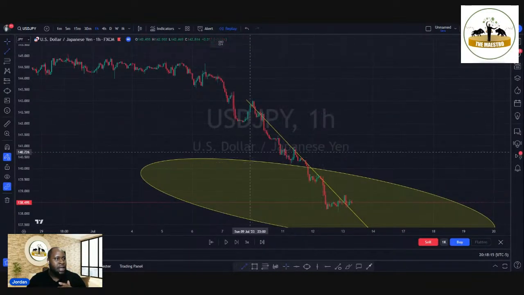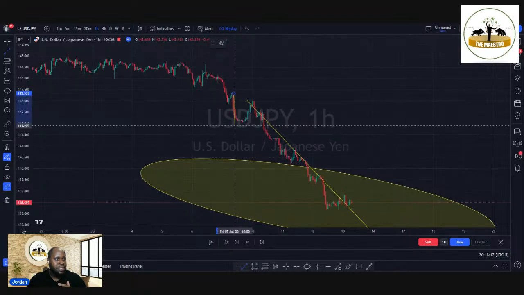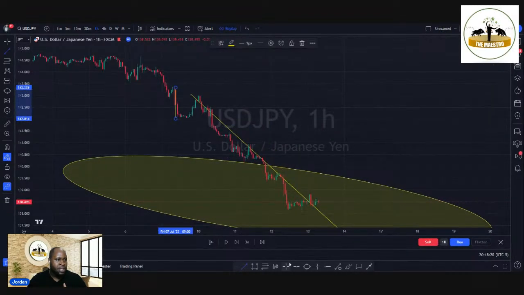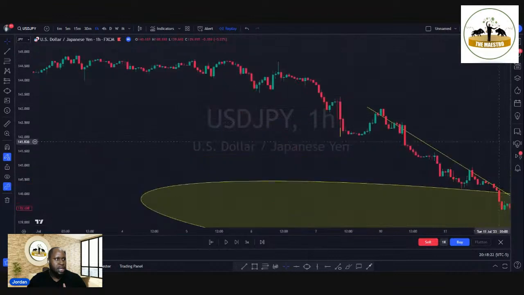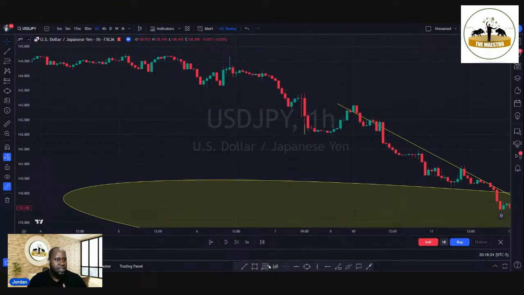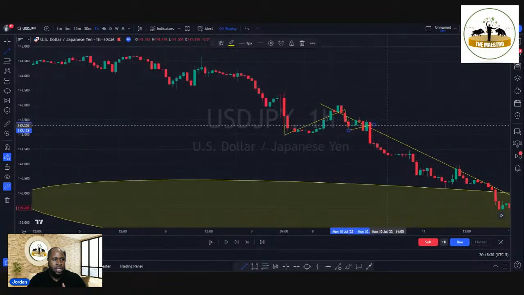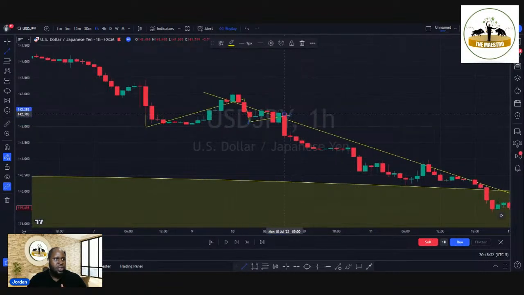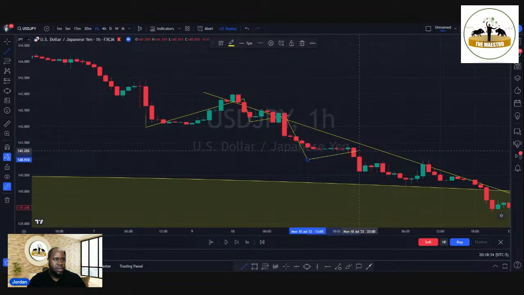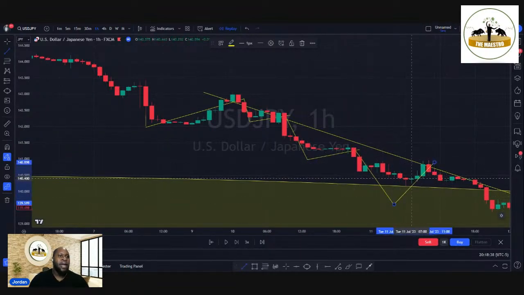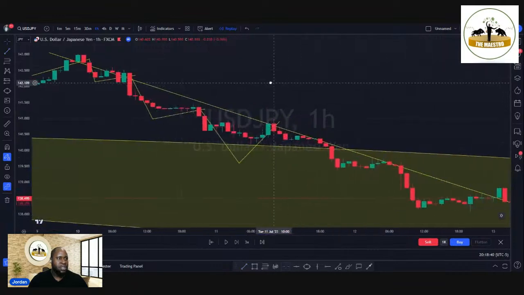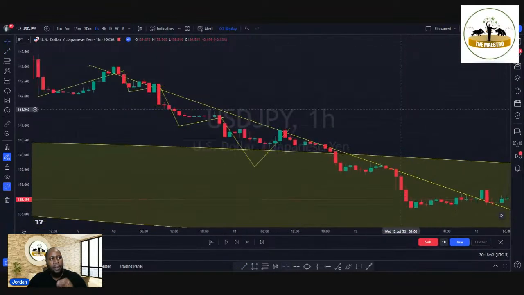So as I'm looking at this, I'm seeing that impulsive move to the downside. Let me just zoom in so you guys can see. I'm seeing that impulsive move to the downside, I'm seeing that correction, and I'm seeing that continuation. And then that correction and continuation, and correction, continuation. You see the pattern, right? Correction, continuation, correction, continuation.